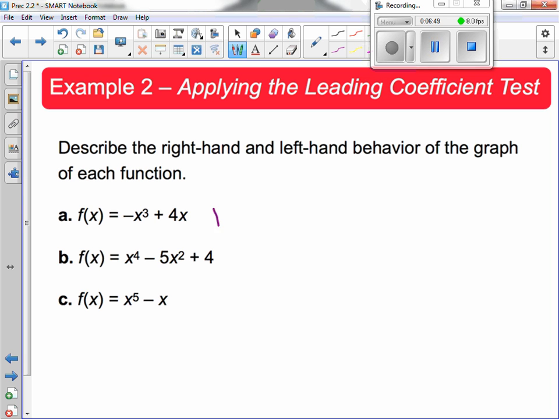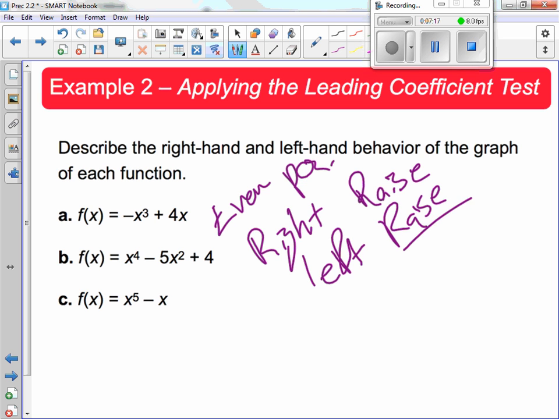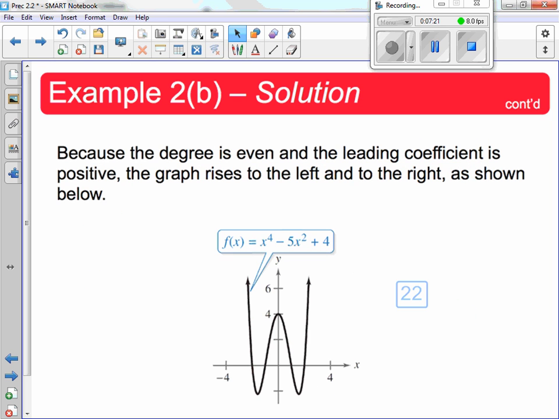Next one is what? Even and positive, yes? So Zach, what would we be doing? So to the right, it would rise. Right. Left, it would. Yes. Oh, yeah, even. Evens go in the same direction.